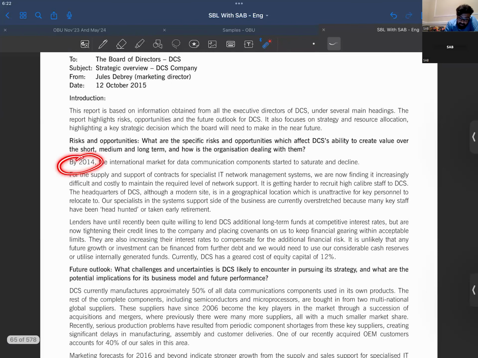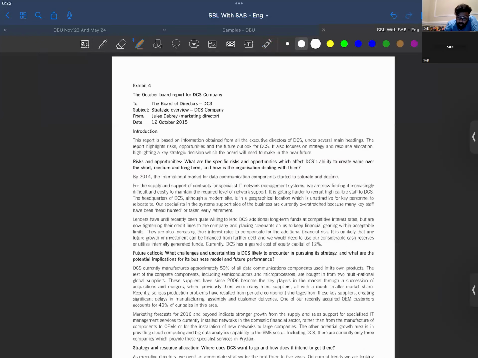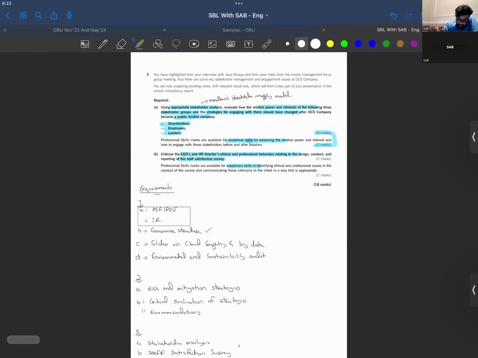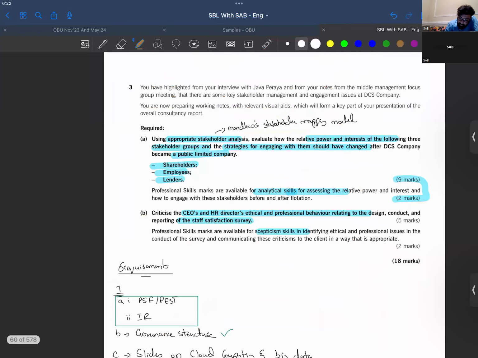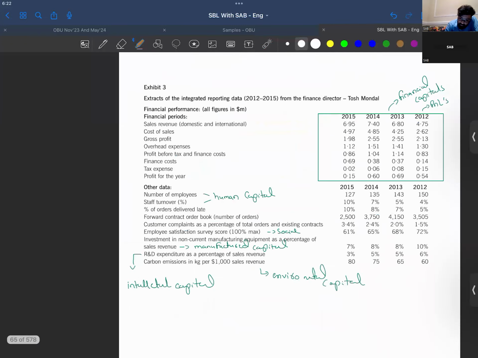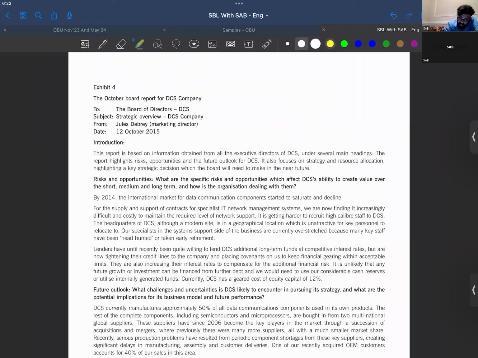So by 2015, the international market for data communication components started to saturate. Now this market has been saturating, right? So we got one risk. There was a question on the risk. Remember, there was a question on the risk. So the market seems saturating, right?